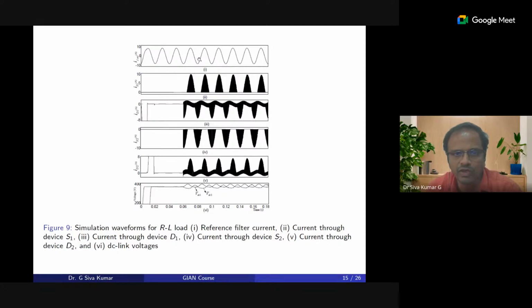During the negative cycle of the reference current, you can see that the diode D1 is conducting and S2 is conducting. This shows how the switches of your voltage source converter operate.